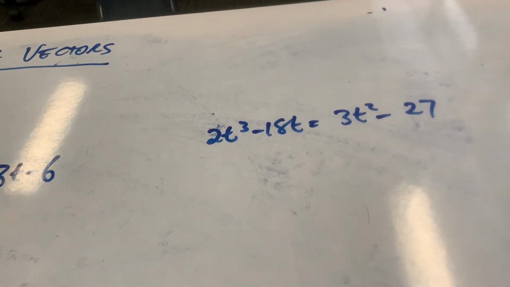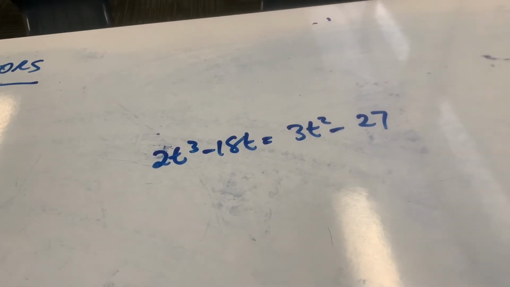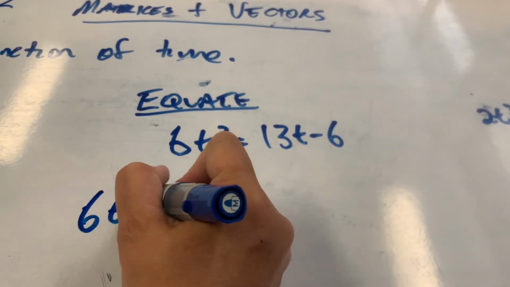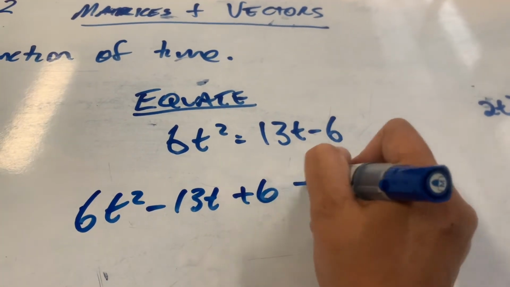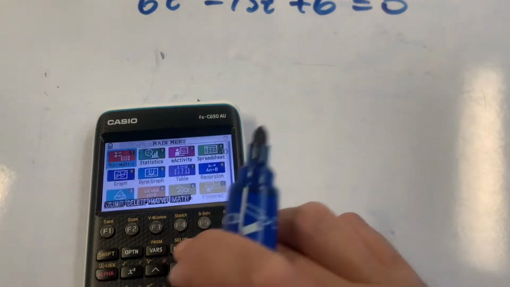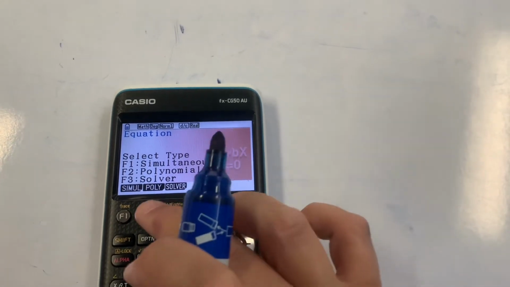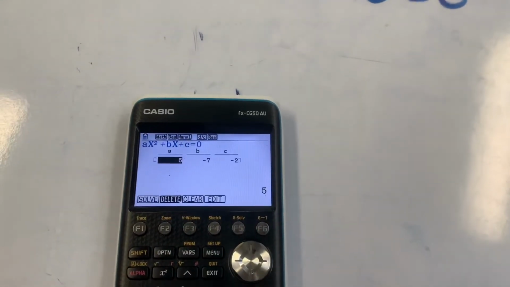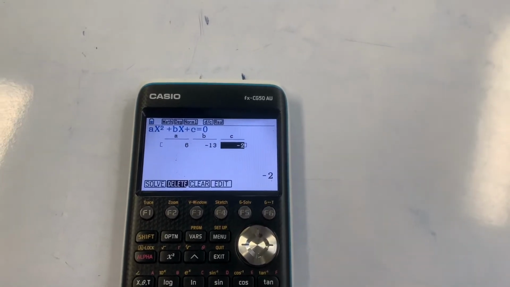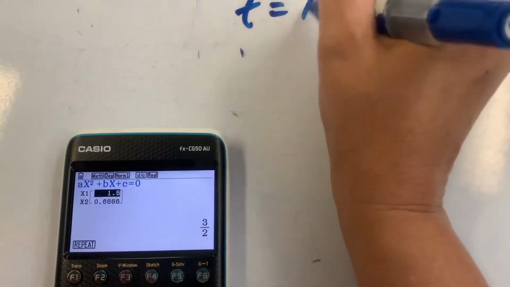That's a bit of a yucky one to solve because that's a cubic. But remember, if this is tech active, you can just use solving a polynomial on your graphic calculator. This one's not so bad. We're going to have 6t squared minus 13t plus 6 equals 0. Still, I'm going to go to my calculator to solve this. I'm going to go to my menu and down to equation, polynomial, degree 2, 6, oops, I left out my negative, negative 13, 6, solve.